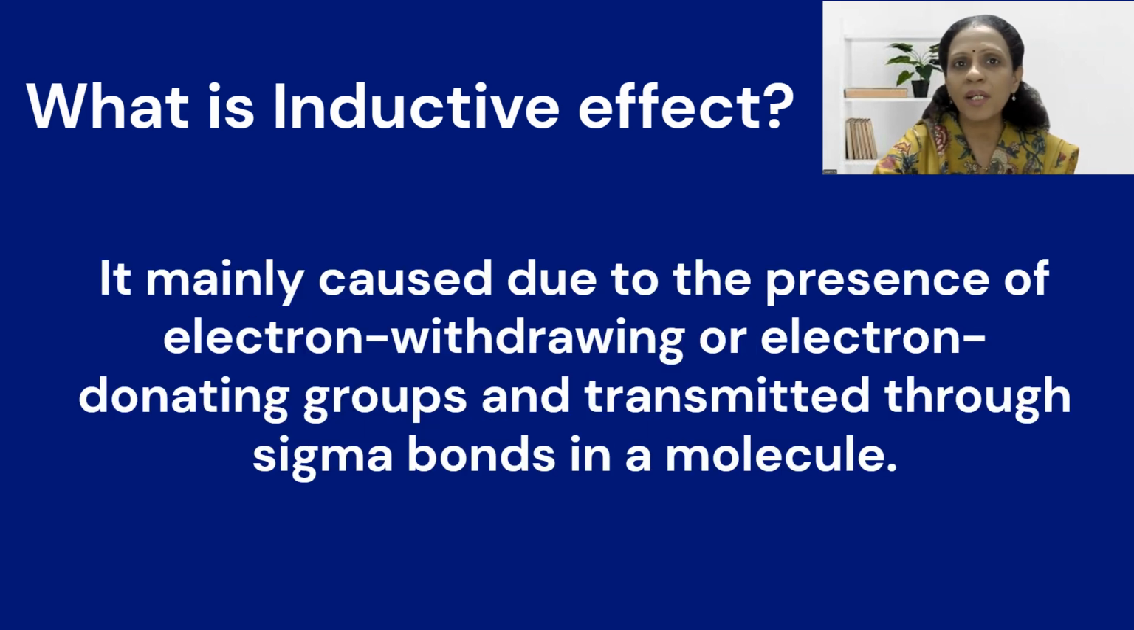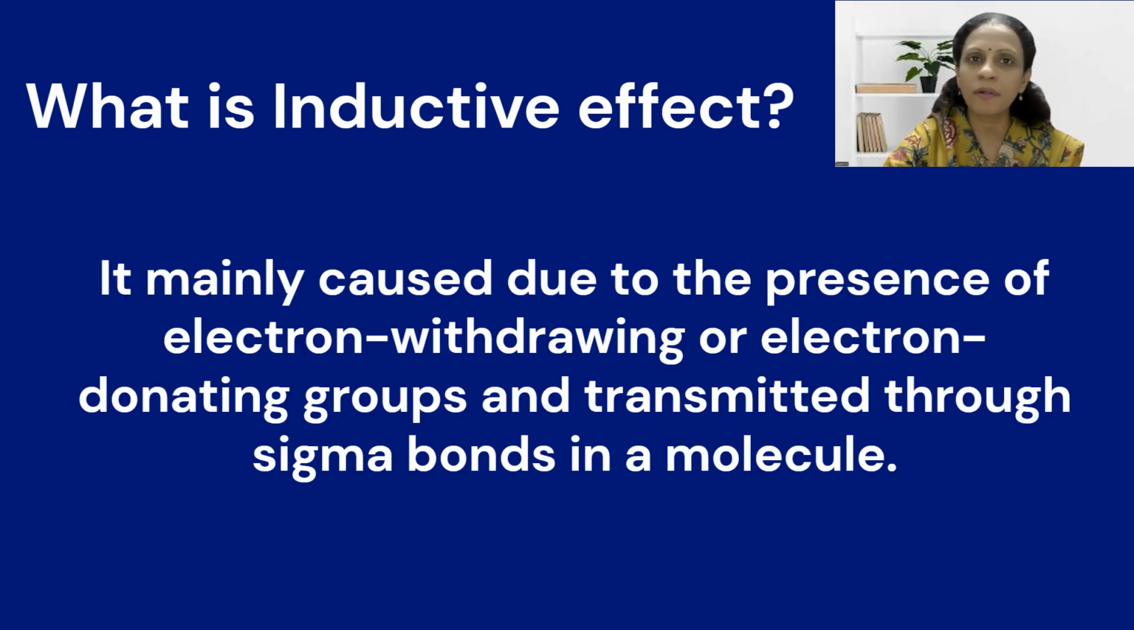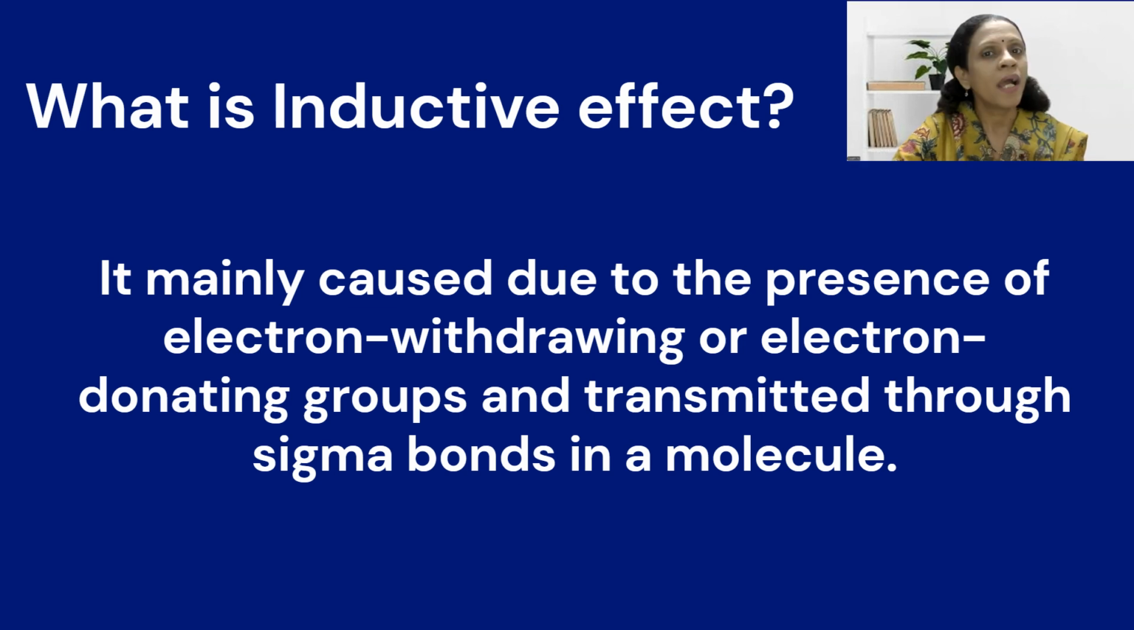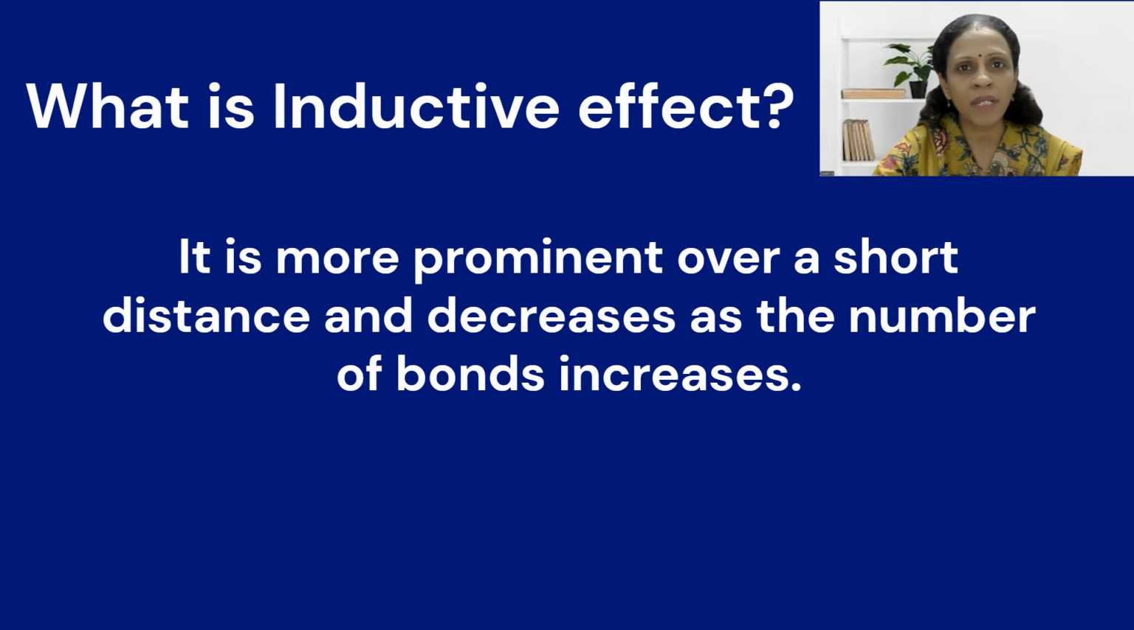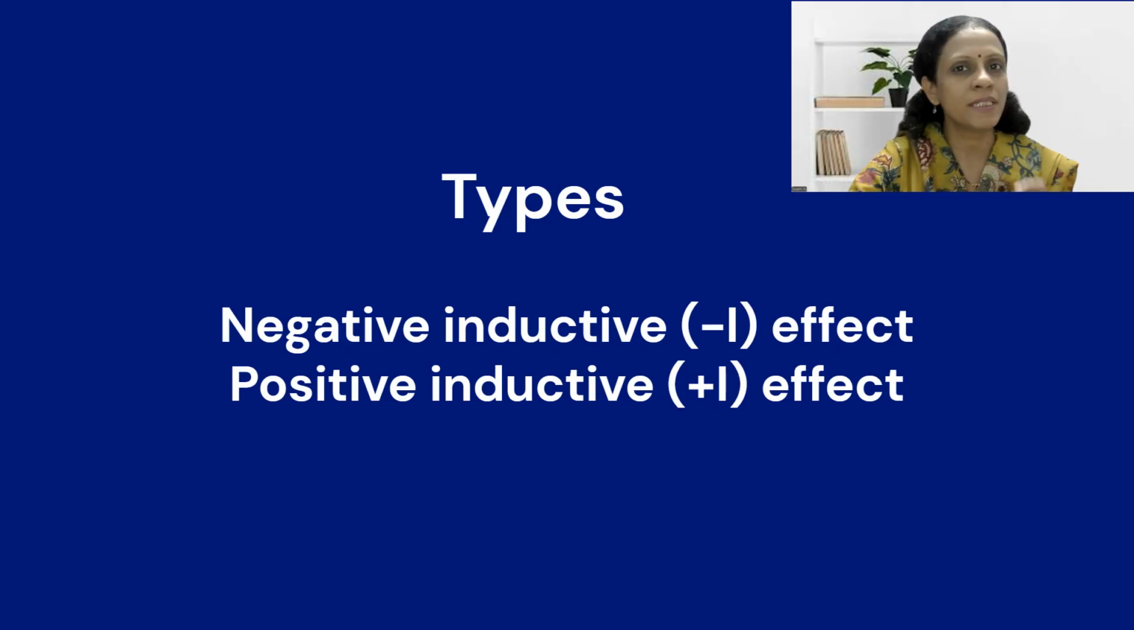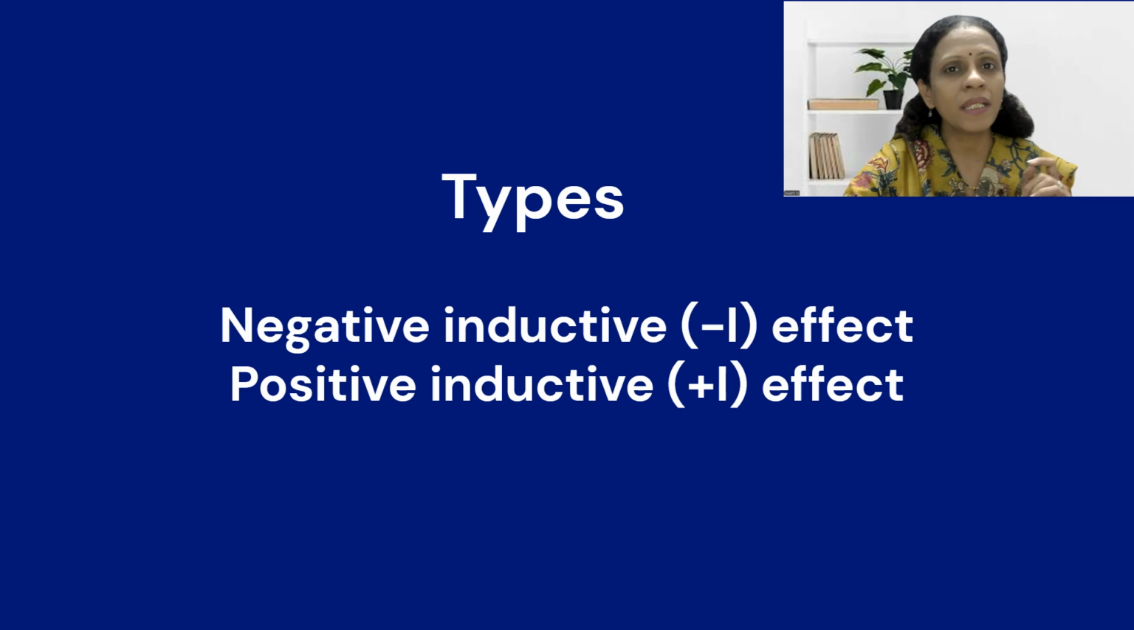Inductive effect is mainly caused due to the presence of electron releasing or withdrawing groups and transmitted through sigma bonds in a molecule. This effect is more prominent over a short distance. Inductive effect decreases as the distance increases. That means it is distance dependent. There are two types of inductive effects: negative inductive effect and positive inductive effect. Now let me discuss these two with examples.